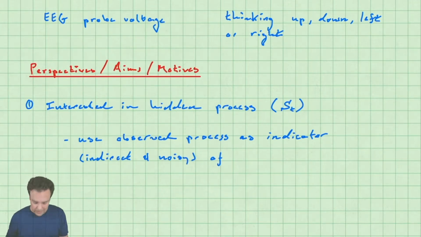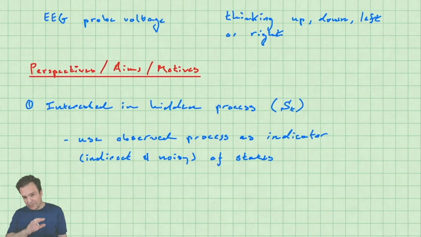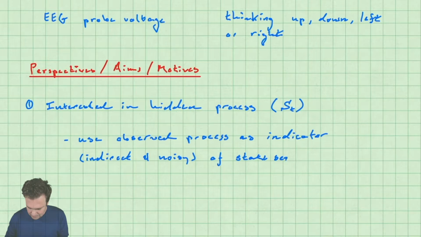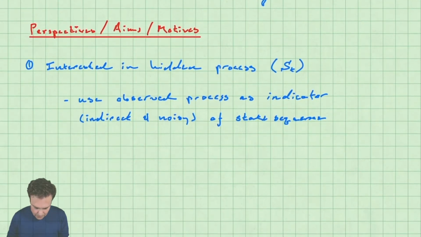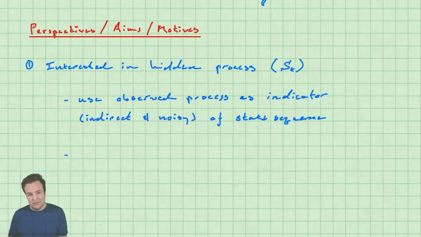Of the states, or of the sequence, the state sequence. All right, so that's one motive. You might actually consider the purpose of the hidden Markov model to be essentially to decode that sequence.